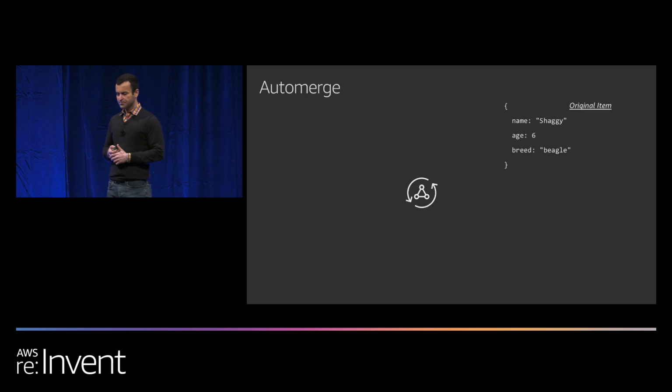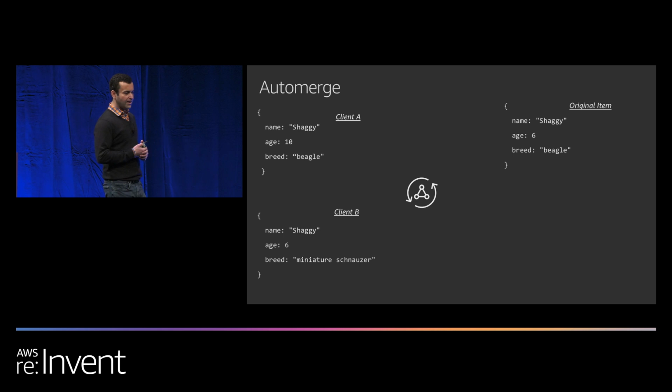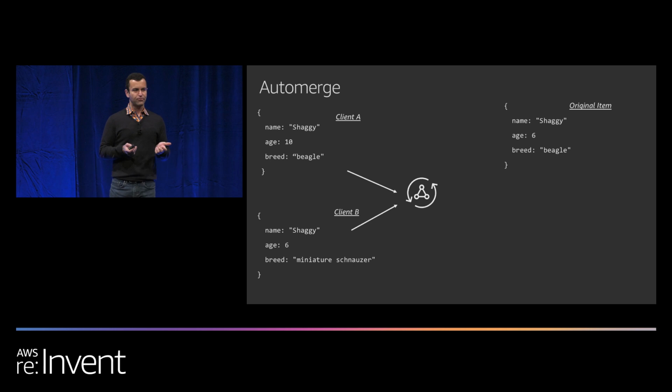So I have this item in my DynamoDB table. It's dog information. Shaggy is 6 years old, and he is a breed of beagle. And let's say I have two other clients that update some of this information simultaneously, right? So client A updates the age to 10. The breed is updated on client B to miniature schnauzer. If I did this and just used the naive form of OCC, I'm going to lose data on one of the clients, and I need to do something about it.